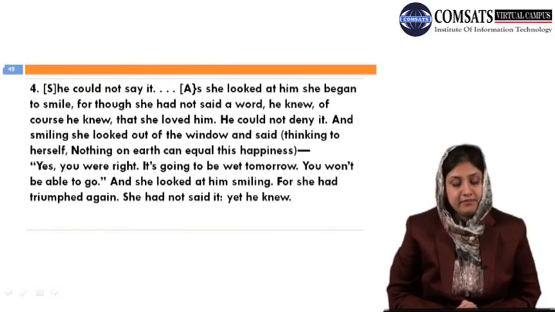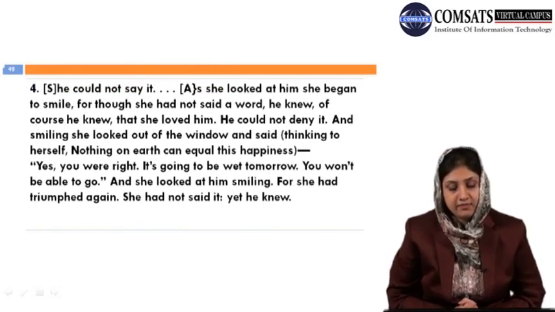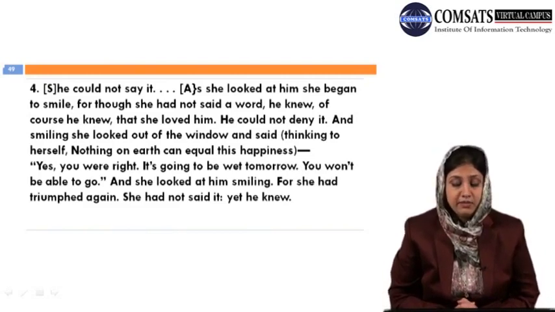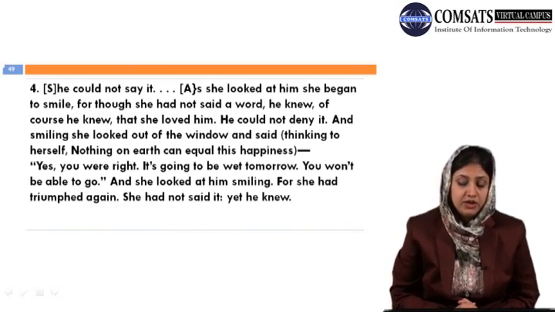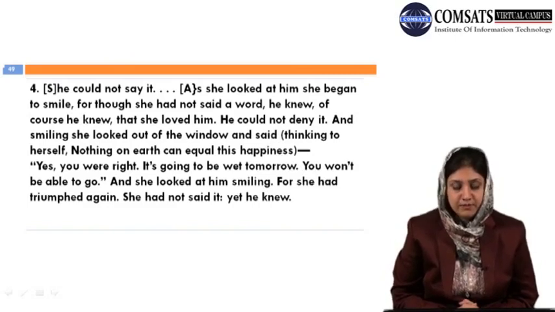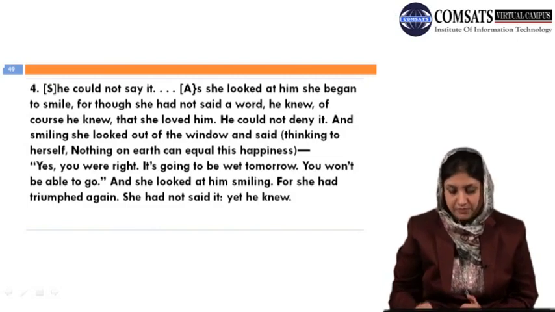And in these lines, she could not say it. As she looked at him, she began to smile. For though she had not said a word, he knew, of course he knew, that she loved him. He could not deny it. And smiling, she looked out of the window and sat thinking to herself, nothing on earth can equal this happiness. "Yes, you are right, it's going to be wet tomorrow. You won't be able to go." And she looked at him smiling, for she had triumphed again. She had not said it, yet he knew.